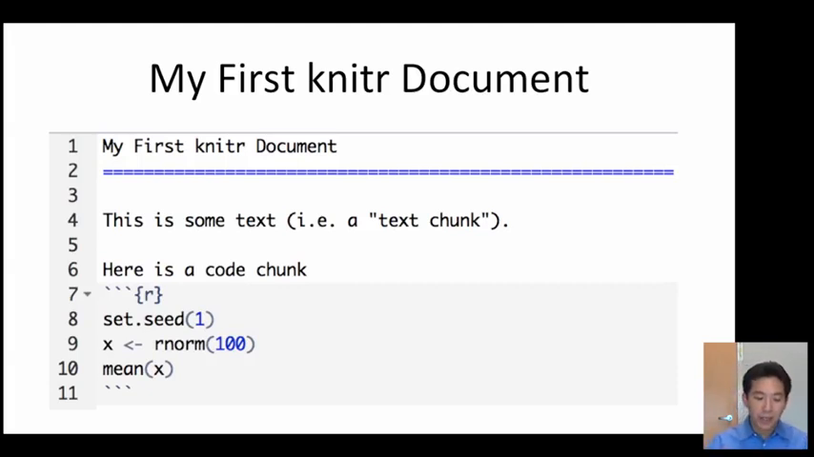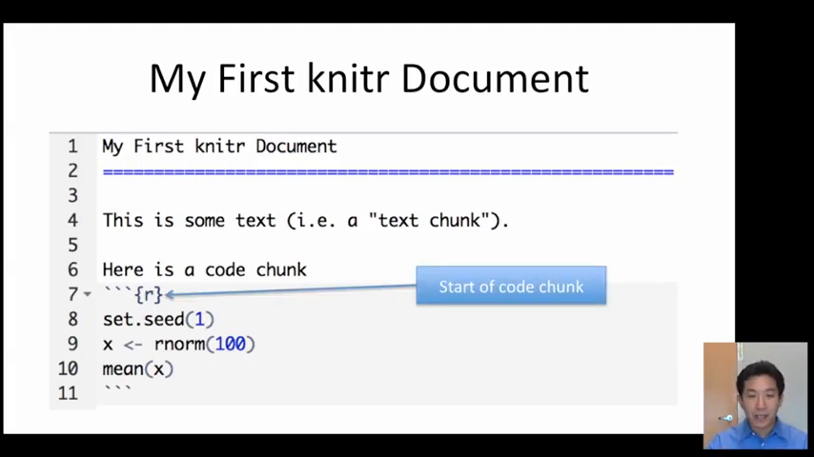What I have here is a basic symbol that indicates that I'm going to start a code chunk. When I have the 3 backticks, and then the curly braces, and then an R, and then a closed curly brace, that indicates that I'm starting a code chunk. You can see I have 3 lines of R code here. I set the seed, I generate some random normal variables, and then I just take the mean. And then I close this code chunk with 3 backticks.